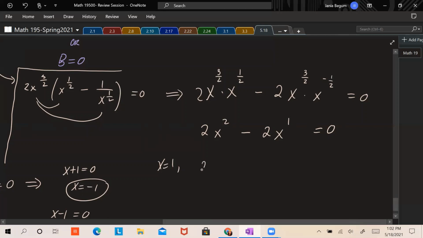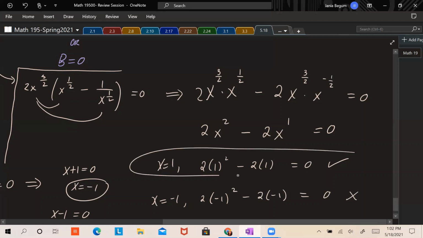If x equals 1, you have 2 times 1 squared minus 2 times 1. Is that equal to 0? What do you guys think? It does. Yeah, great. Now what about negative 1? If I have 2 times negative 1 squared minus 2 times negative 1, does that equal 0? No. So the only solution is going to be that one.